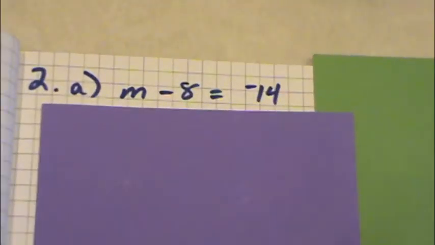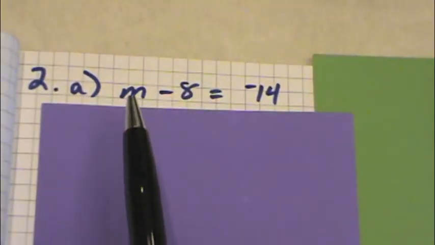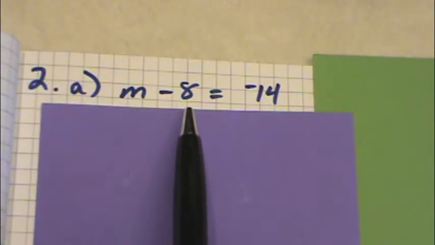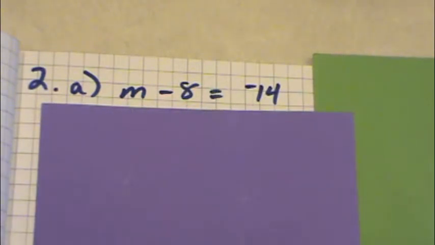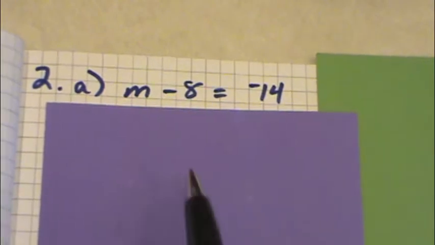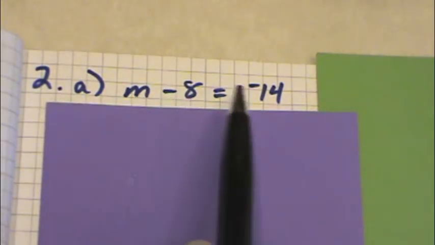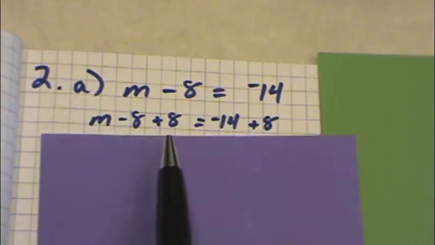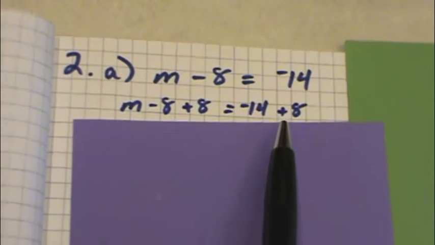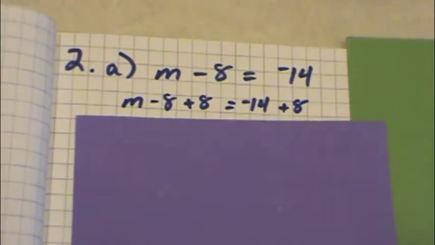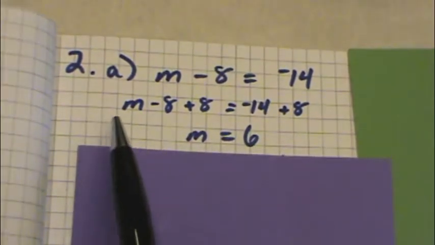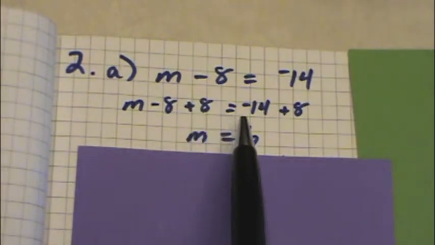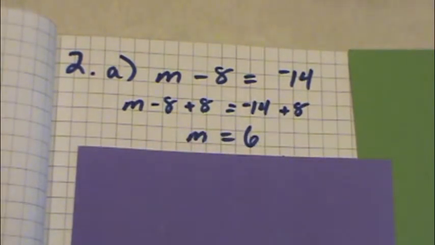Let's see how long it takes you to catch on to what happened here. So this is A, m minus 8 equals negative 14. So what do we have to do? Well, we have to isolate m, get it all by itself. So let's add 8 to each side of this equation. m minus 8 plus 8 equals negative 14 plus 8. Simplify that. m, because that cancels out, and then negative 14 plus 8 equals 6.